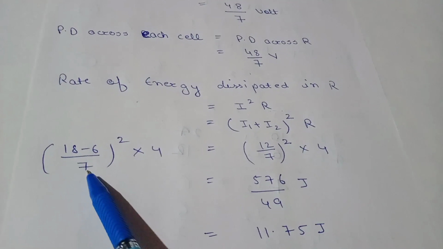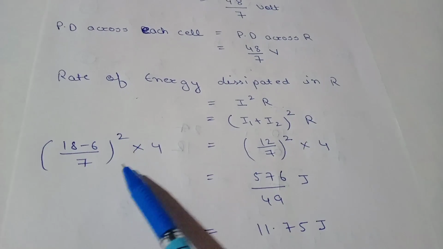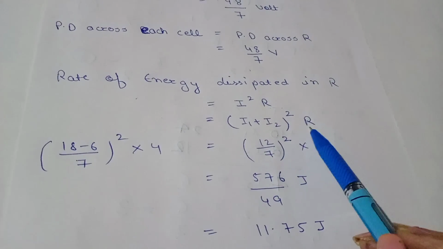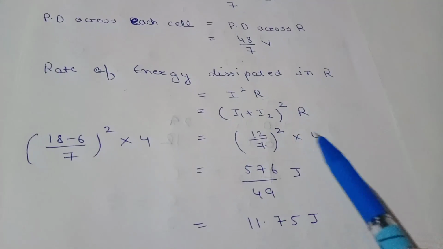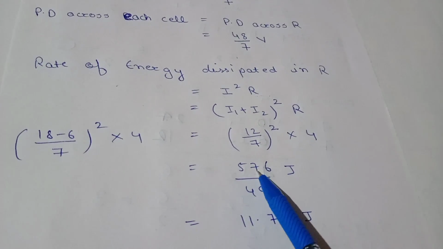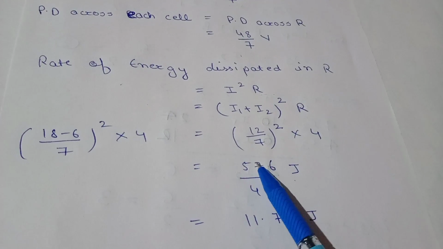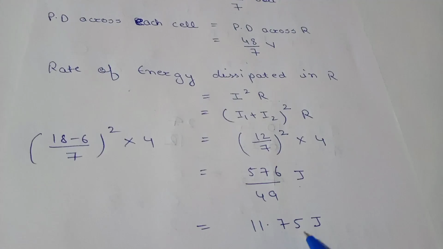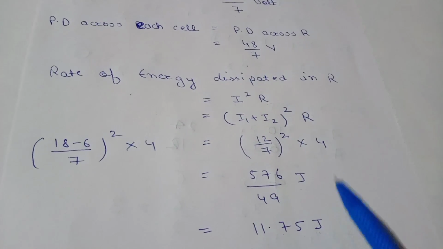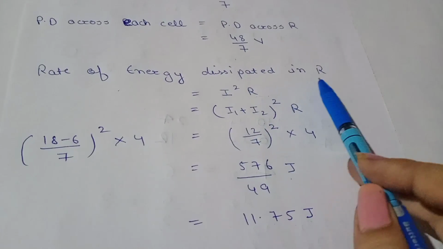We already know the value of I1 and I2, so putting here the value of I1 is 18 by 7, value of I2 is minus 6 by 7. So this becomes minus 12 by 7 का square, and the value of R is 4. After multiplying it with 4, it becomes 576 by 49 joule. Further dividing it, it becomes 11.75 joule. As we know, the unit of energy is joule. So in this way, we will calculate the value of energy dissipation across R.